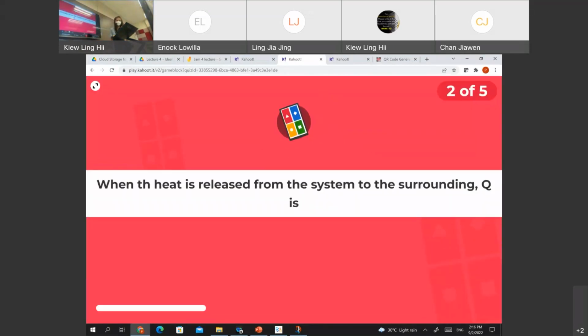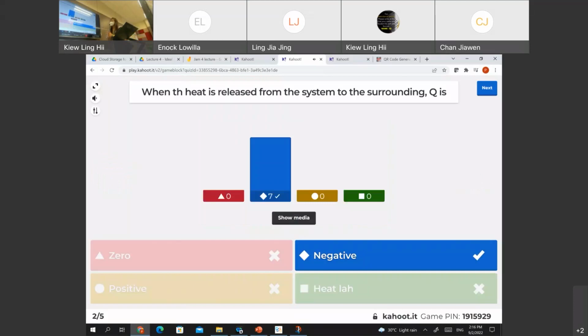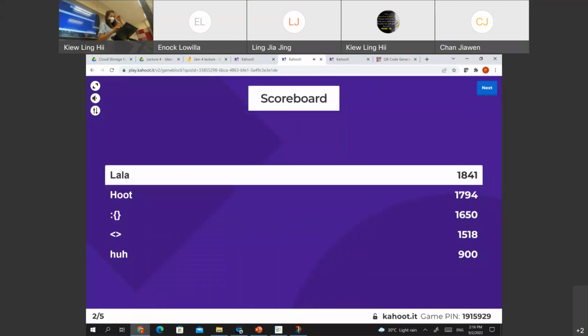When heat is released from the system to the surrounding, so Q is heat released. Heat negative, because why? Your heat is released to the surrounding. Just like your bank account, your money is going out, so negative, right? If you accept money, accept heat, then only positive. Yeah. Okay, very good. When we talk about money, everyone understands.